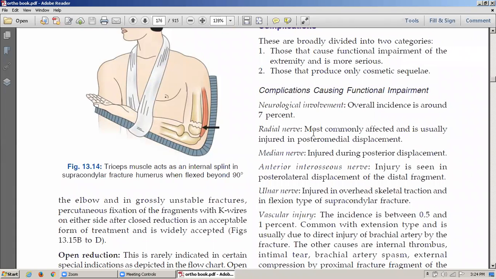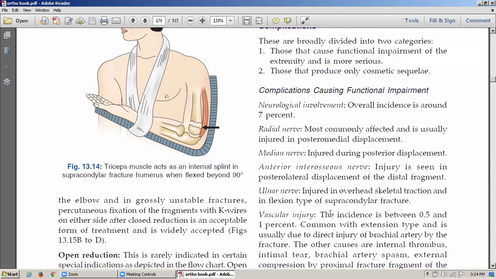The radial nerve is the most commonly affected and is usually injured in posteromedial displacement. The median nerve is injured during posterior displacement. The anterior interosseous nerve injury is seen in posterolateral displacement of the distal fragment. The ulnar nerve is injured in overhead skeletal traction and in the flexion type of supracondylar fracture.